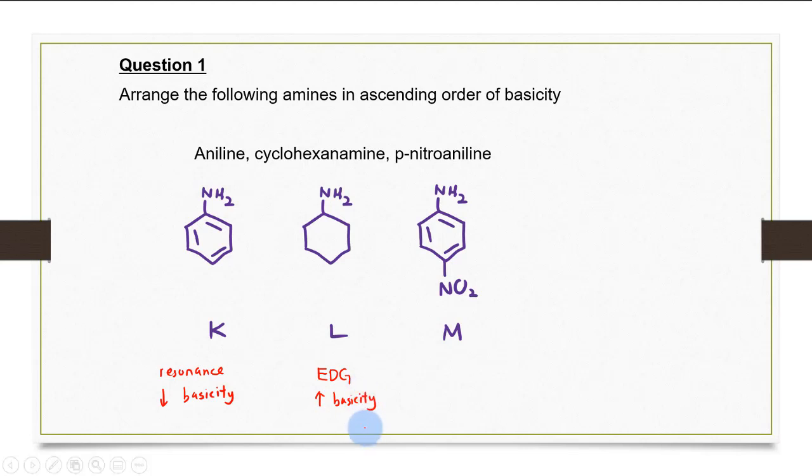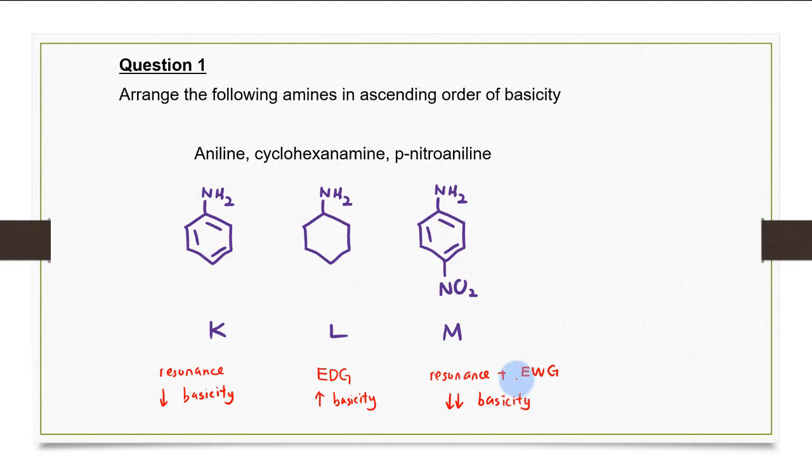And then finally, for this p-nitroaniline, you can see the benzene ring. That means the lone pair of the nitrogen can delocalize into the ring, so there is a resonance effect present for p-nitroaniline. At the same time, it has the presence of an EWG. Both effects, resonance and EWG, will further decrease its basicity, making it much less basic.